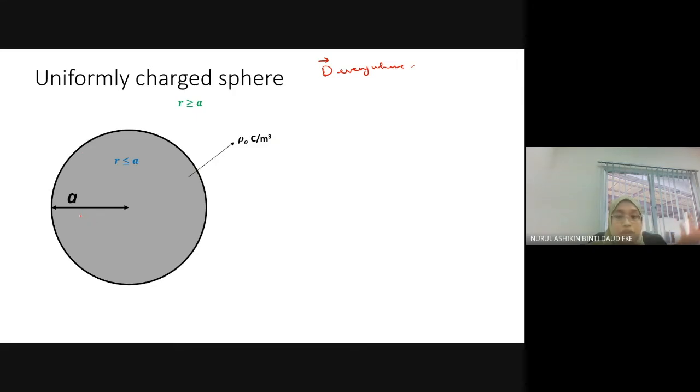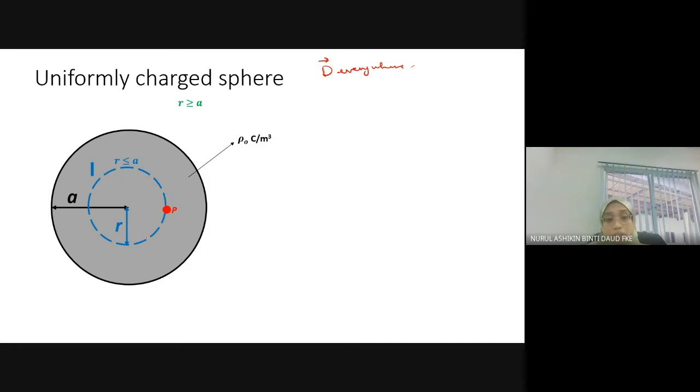In order for us to determine D everywhere in this shape, we should visualize where D is possible to exist. D is possible to exist inside the sphere and outside the sphere. So let's first consider that D is located inside the sphere. I make a point P inside the sphere, and I should draw my Gaussian profile based on this point P. By logic, my Gaussian profile should have the same shape as this sphere, which is a sphere as well.